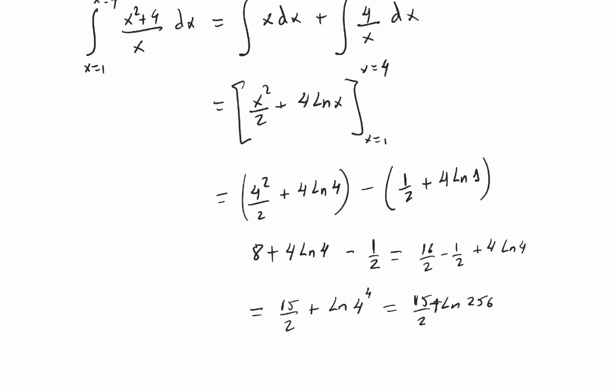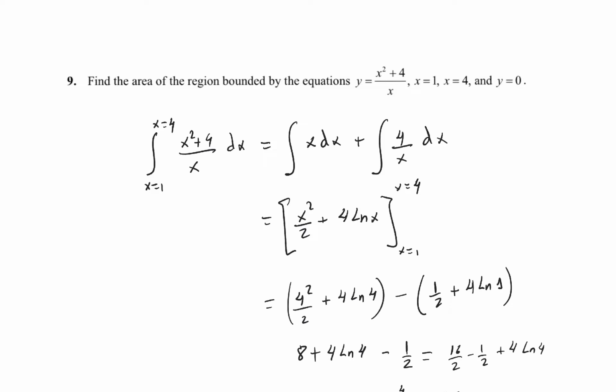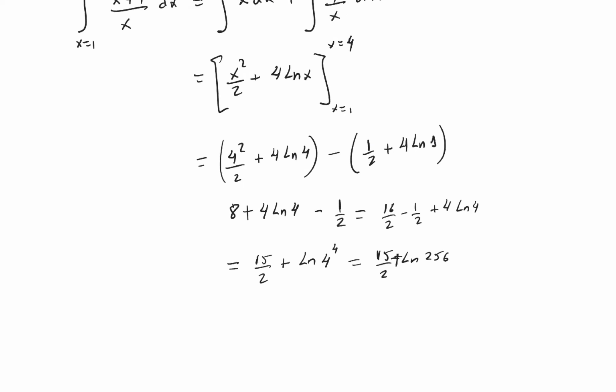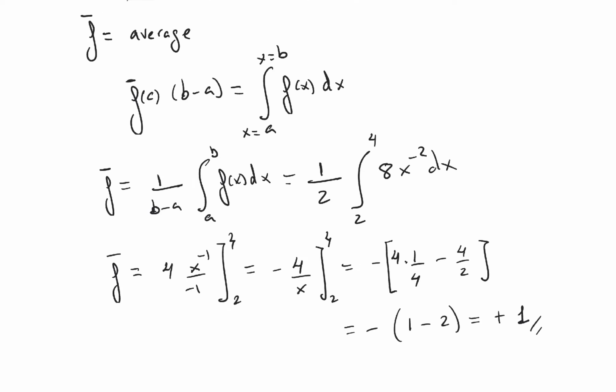And the next problem is find the area bounded by x equal 1 to x equal 4, the area under this curve, x squared plus 4. So you divide: x squared divided by x is x, 4 divided by x is 4 divided by x. You make the integral, a very easy integral. You evaluate between x equal 1 and x equal 4, and this is the result: 15 divided by 2 plus natural log of 256.